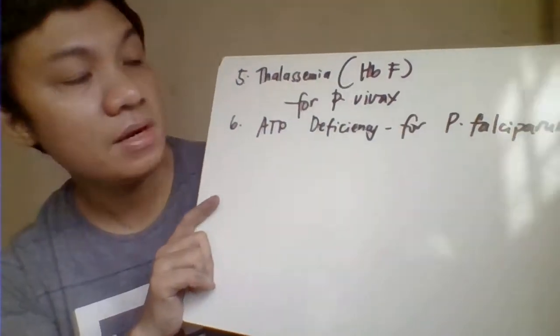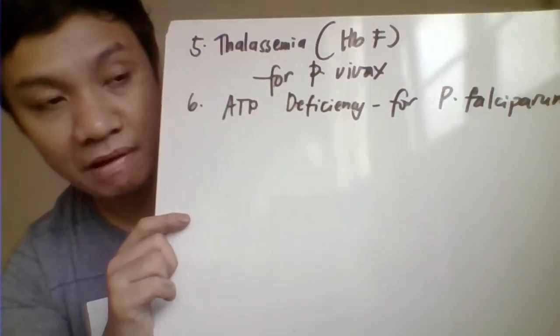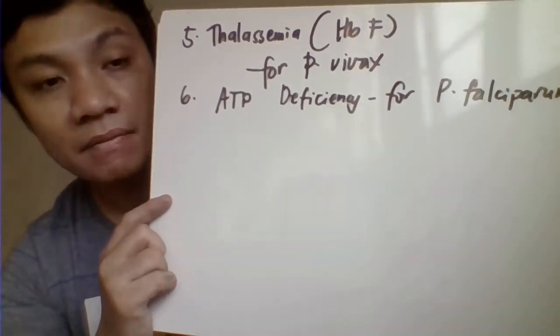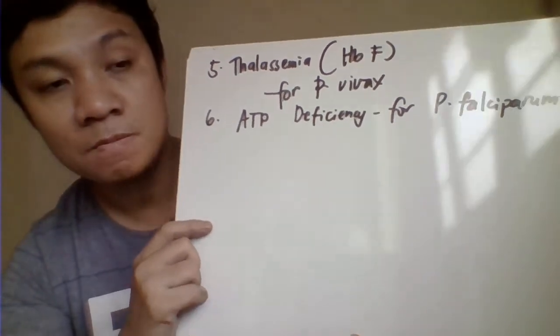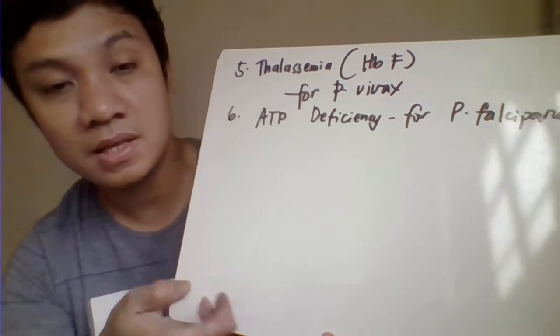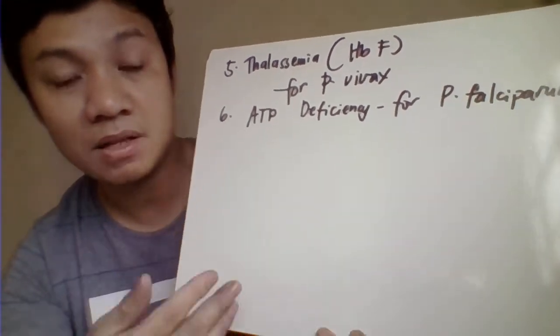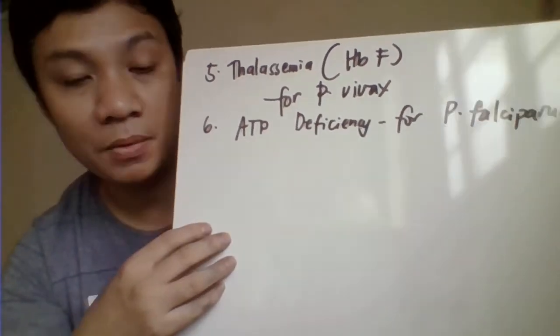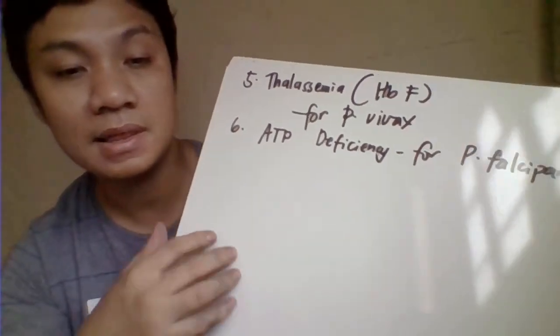Another one, we have thalassemia, where hemoglobin F provides protection also for vivax. And patients having ATP deficiency would also have protection against Plasmodium falciparum because ATP is needed by the parasite. Since the patient has no ATP, it would not support the life cycle of the parasite, and the parasite dies.